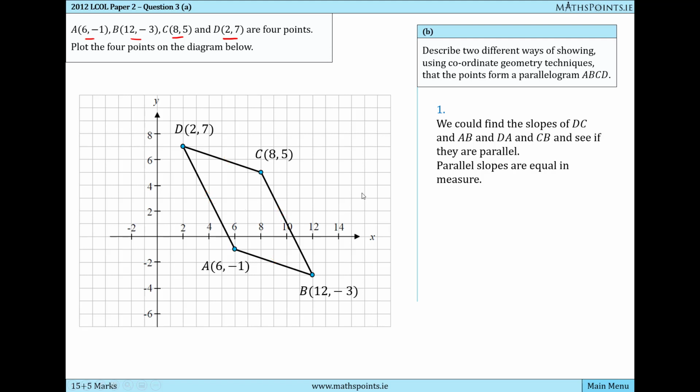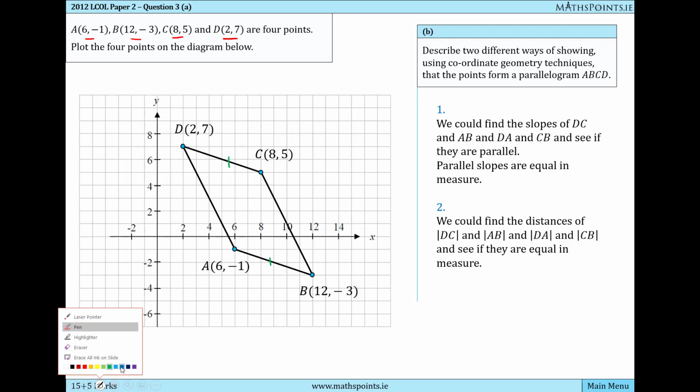So the second method we could use is we could show that the opposite sides of this quadrilateral are equal in measure. So we could find the distance from D to C and A to B and show that they are equal in measure. And then we could find the distances from D to A and C to B and show that they're equal in measure. And in a parallelogram, opposite sides are equal in measure.